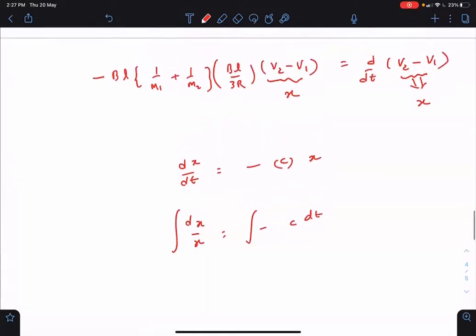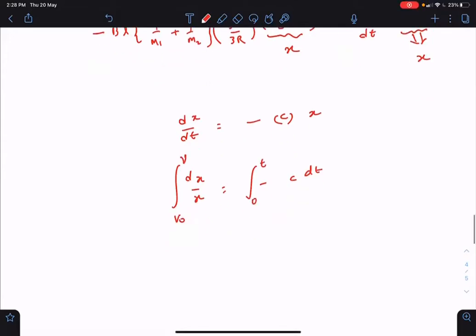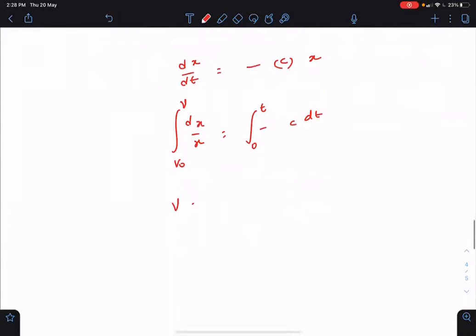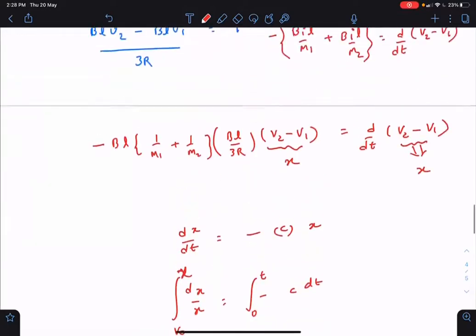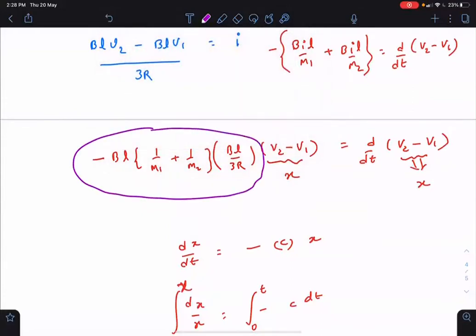Initially the relative velocity, V2 minus V1, was v naught, and after some time it will become v. Yeah, after infinite time it will become 0. So this relative velocity, let's say it becomes x. Relative velocity x is equal to v naught e raised to minus constant into t. Initial relative velocity is v naught, and this constant is this part, the constant c. More or less I'm saying that it's not asked this kind of thing, but even if it is asked, it is a simple integration.